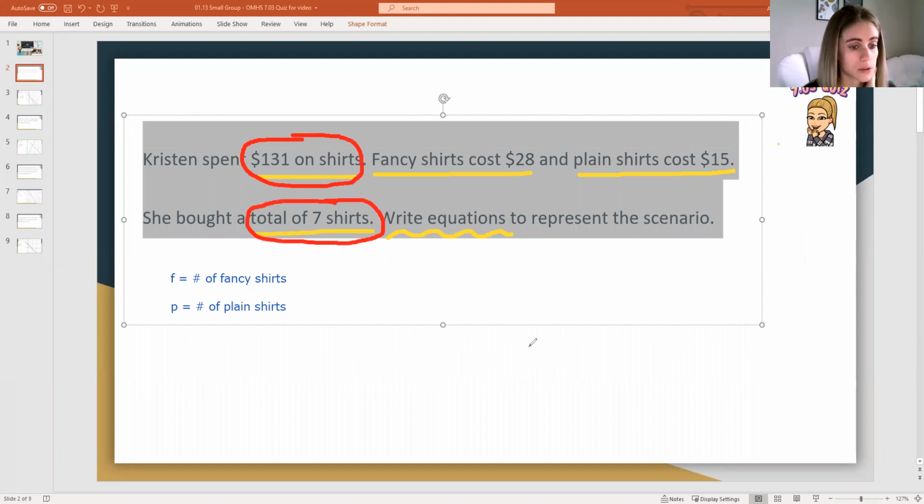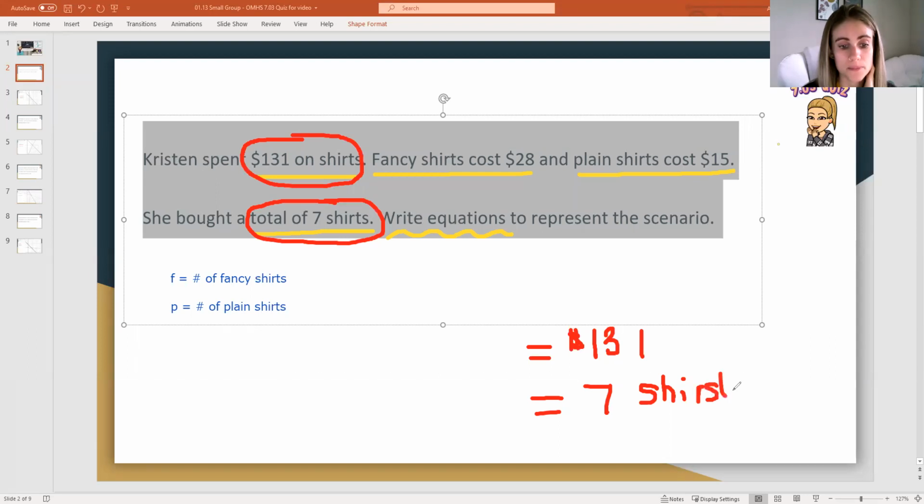All right, so one of my totals is going to be $131, and my other total is going to be 7 shirts. The reason I like to label it when I am setting it up is that it helps me make sure I get the information in the right place, because I have to make sure my labels match. Let's start with the one that deals with money.